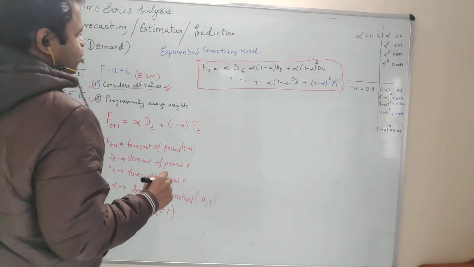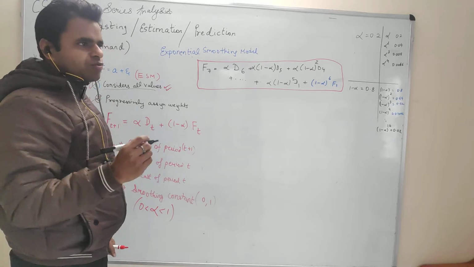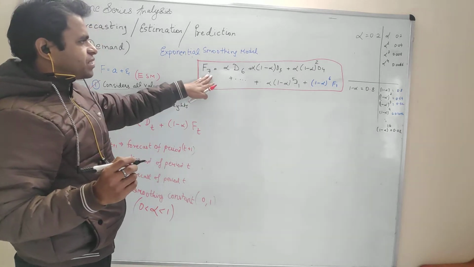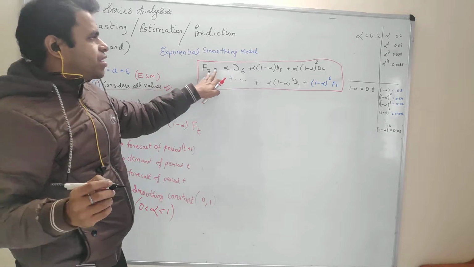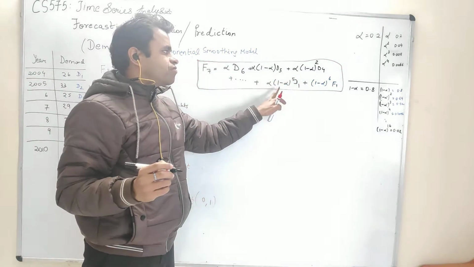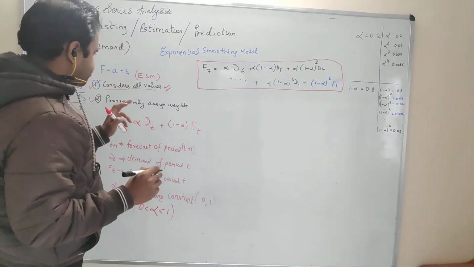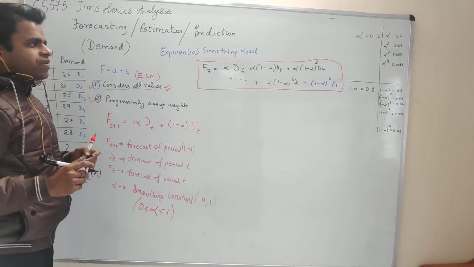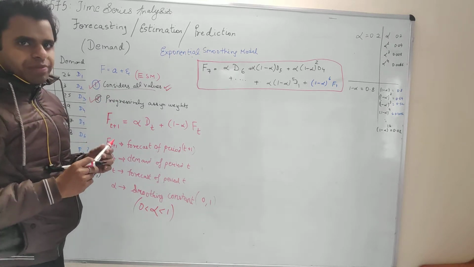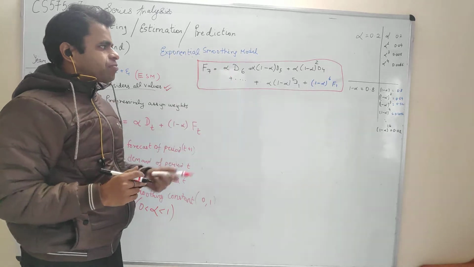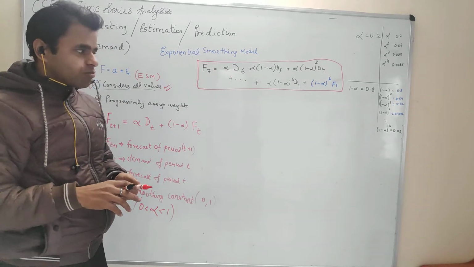Hi class, so continuing on the exponential smoothing model. Now we have seen how the forecast F7 depends on D6, D5, D4, D3, D2, D1. So we satisfy the property of considering all the values. Now let us delve into more mathematics and see what insights we can get out of this formula.